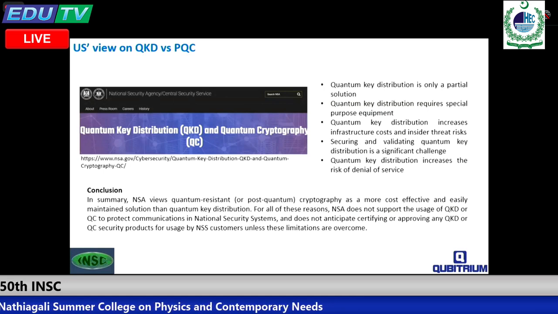Quantum key distribution requires special purpose equipment. It increases infrastructure costs and insider threat risks. So basically, the threat might be insider as well, right? Then quantum key distribution makes us more vulnerable against this kind of threat. Securing and validating quantum key distribution is a significant challenge. And finally, it increases the risk of denial of service. Due to all these things, the concluding statement is that the US will never trust QKD. It's not going to be allowed for any official data transfer. That's a big statement, by the way.